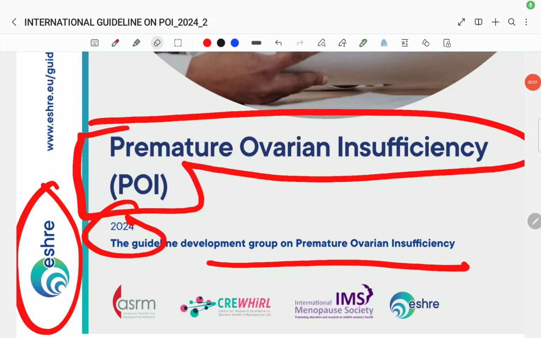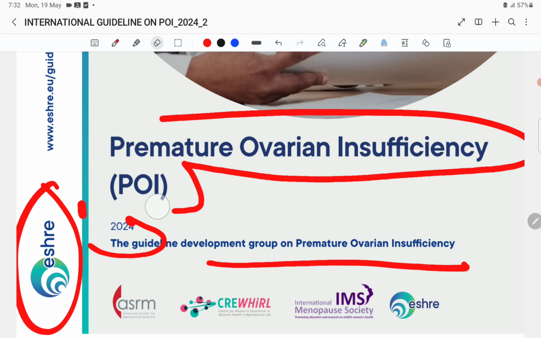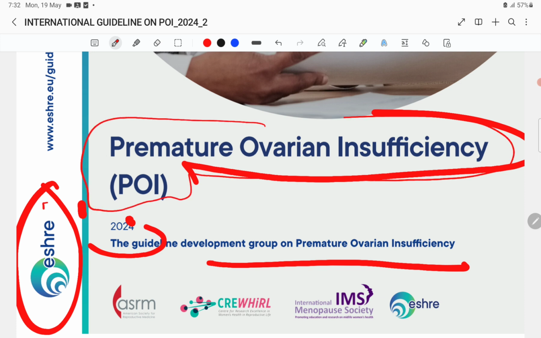Everyone, today we'll discuss premature ovarian insufficiency, that is POI. This is the recent 2024 ESHRE guideline on premature ovarian insufficiency. I'll discuss each and every guideline point.